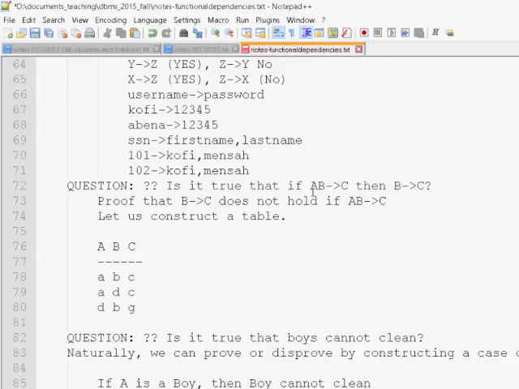So the thing is, assume that AB, so if AB determines C, is it true that B would also determine C?